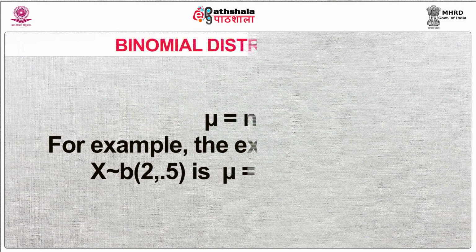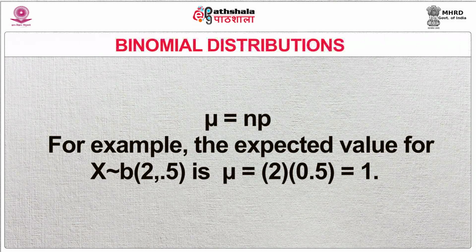The expected value of a binomial random variable is its number of successes in the long run. The formula for the expectation of a binomial distribution is mu is equal to n into p. For example, the expected value for x being 2 tails will be n being 2 and the probability will be 0.5, which comes out to be 1. This is how we will calculate the value.